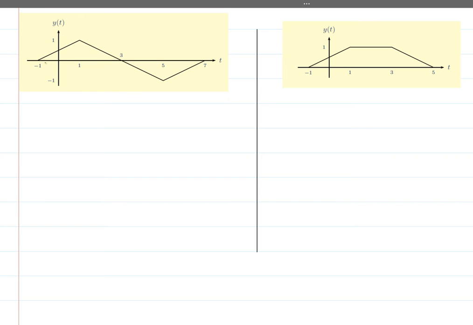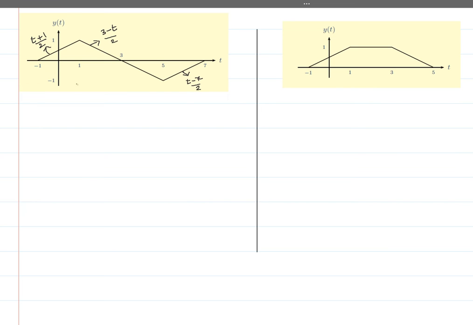Before we proceed, first we should know the equations of the straight lines given here. The equation of this straight line would be (t plus 1) by 2, because you can verify that by substituting -1 you should get 0, and at 1 you should get 1. In a similar fashion, the equation of this straight line would be (3 minus t) by 2, and finally the equation of this straight line would be (t minus 7) by 2.